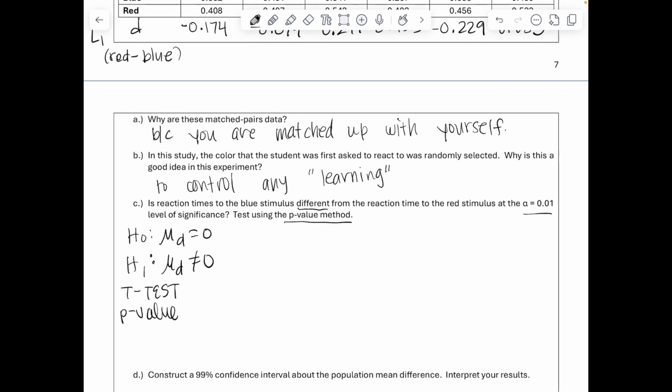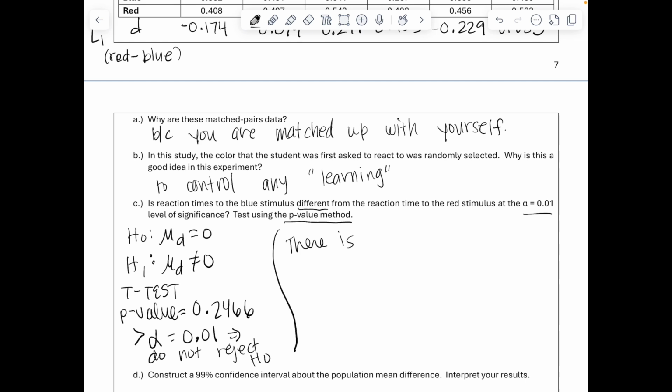From the graphing calculator, we get a p-value equal to 0.2466. And comparing this to alpha, we see that this is greater than alpha, which was given as 0.01. And so this means that we do not reject our null.